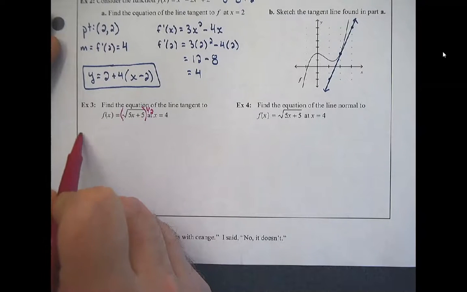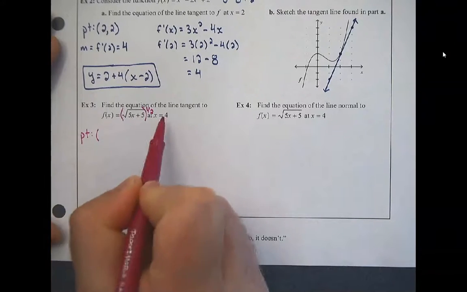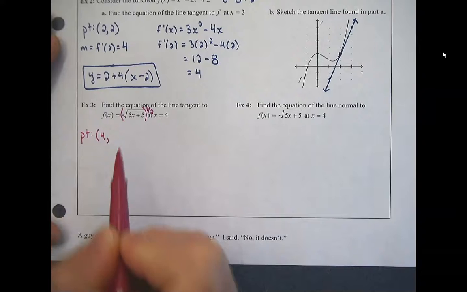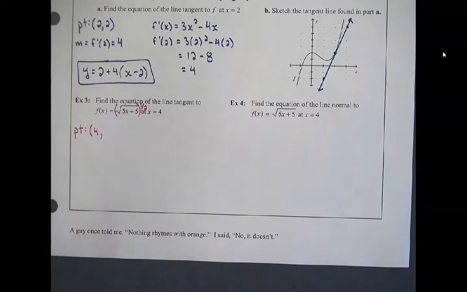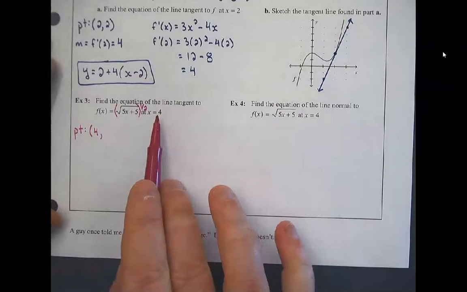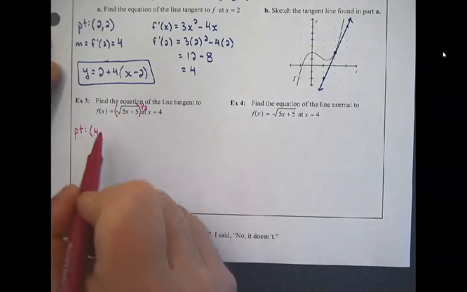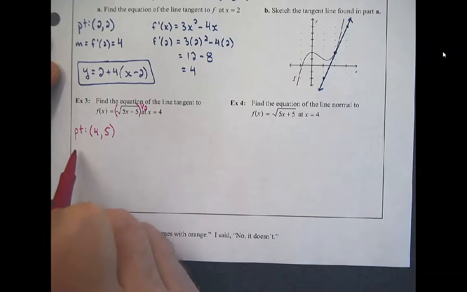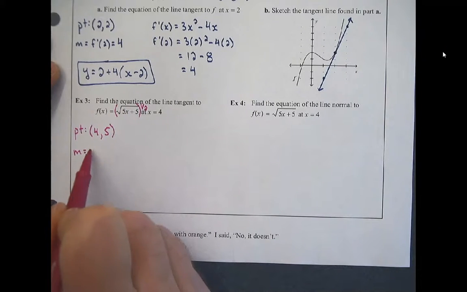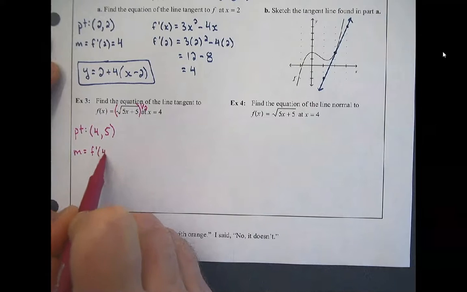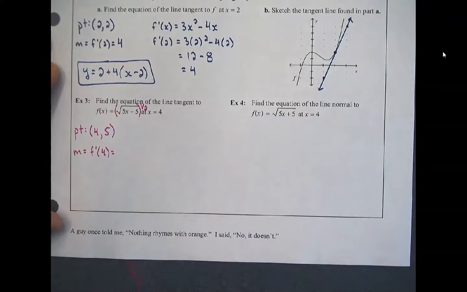Okay, I need a point. They told me what x was. You and your friend have 10 seconds to figure out what y is. Okay, 5 times 4 is 20, plus 5 is 25. Square root of 25 is 5. Now we need the slope. The slope will be the derivative at that specific x value.